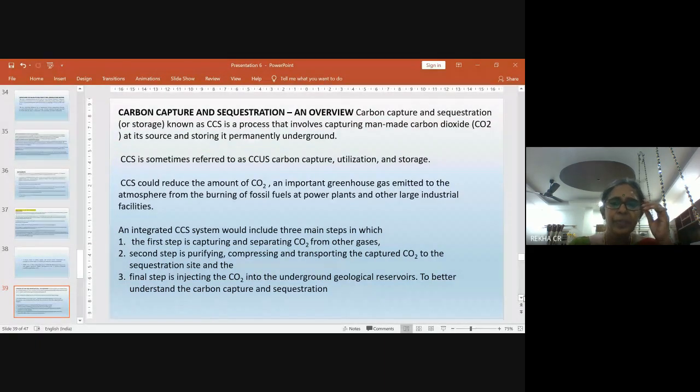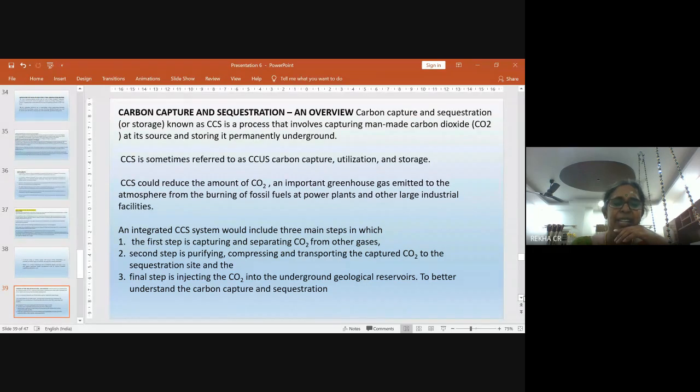So CCS, carbon capture and sequestration, reduces the amount of carbon dioxide. Carbon dioxide, as you all know, is one of the important greenhouse gases emitted to the atmosphere from the burning of fossil fuels at power plants and other industrial facilities.